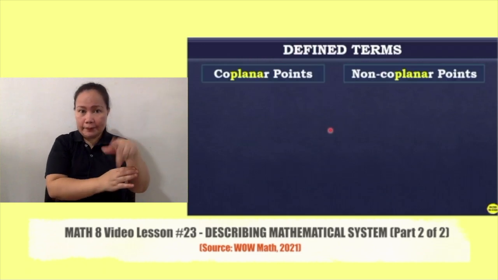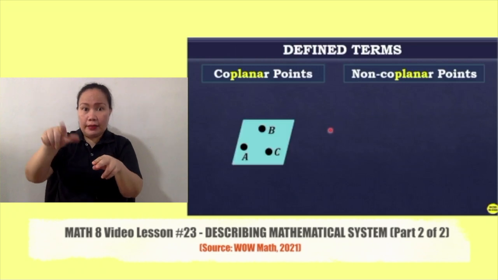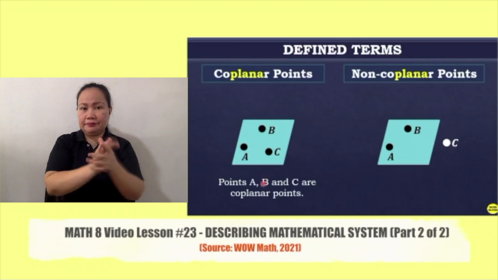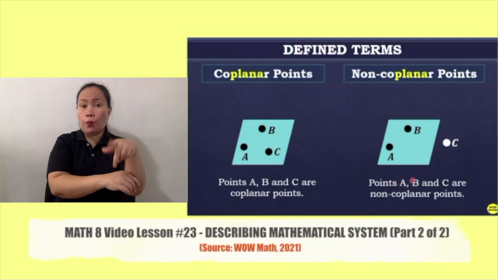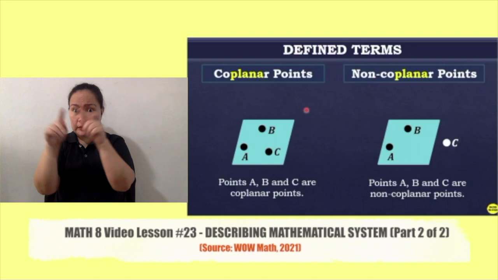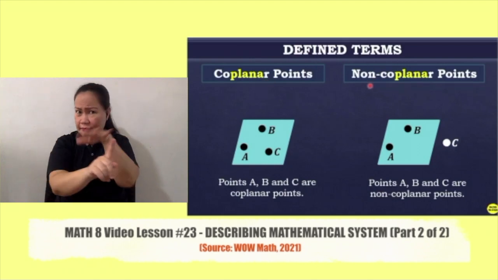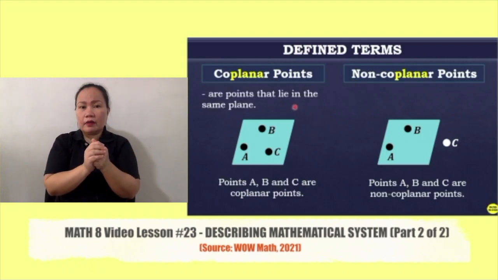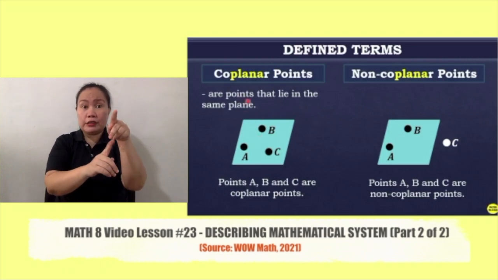Next, let's have coplanar and non-coplanar points. Under coplanar and non-coplanar points, let's have this figure. Based on the figure, points A, B, and C are coplanar points. And then, points A, B, and C are non-coplanar points. So how will you describe or define coplanar and non-coplanar? Based on our figure, we can now define coplanar and non-coplanar. When we say coplanar points, these are points that lie in the same plane.